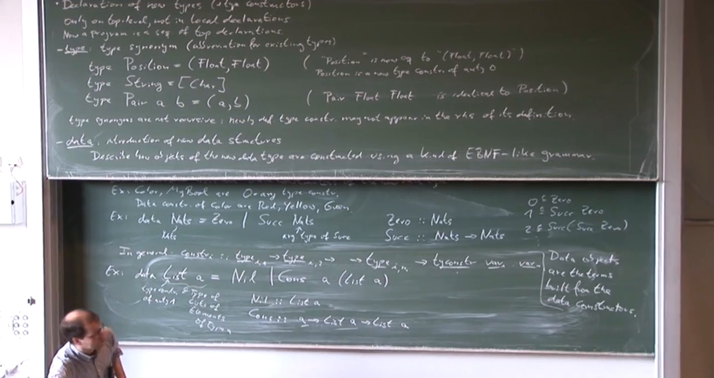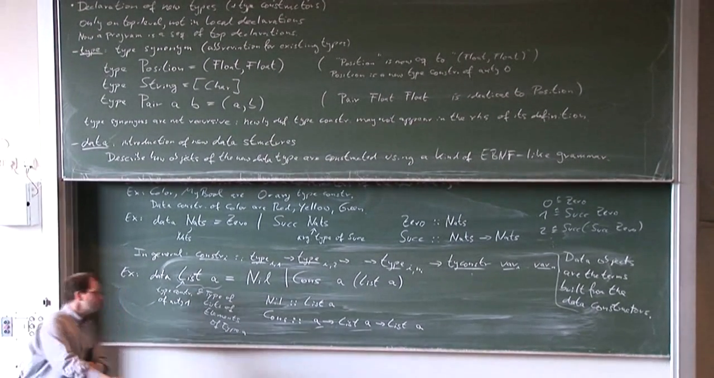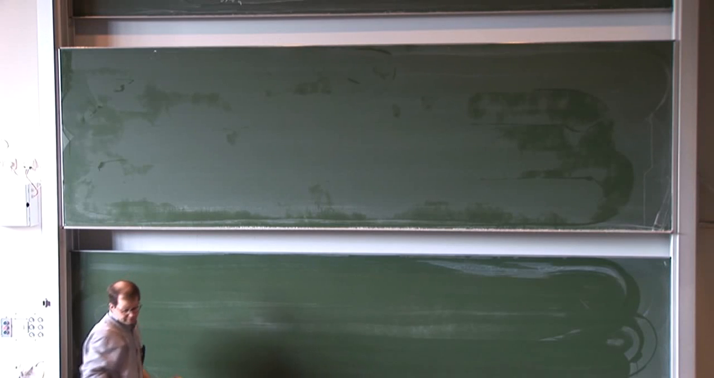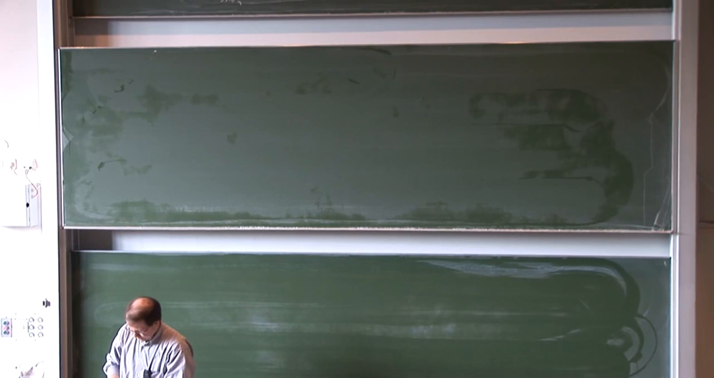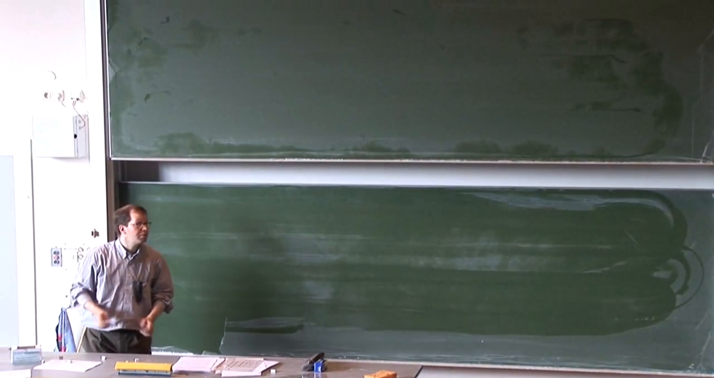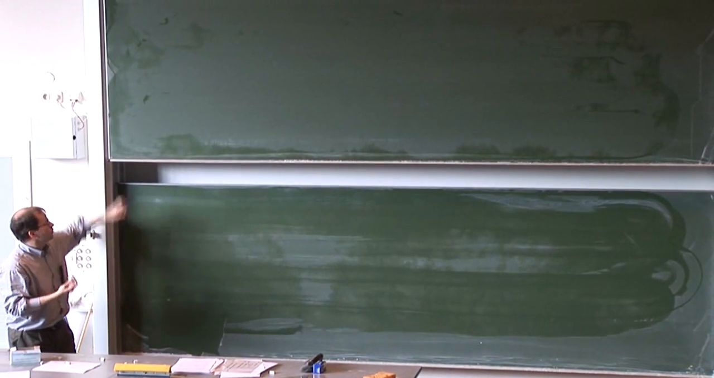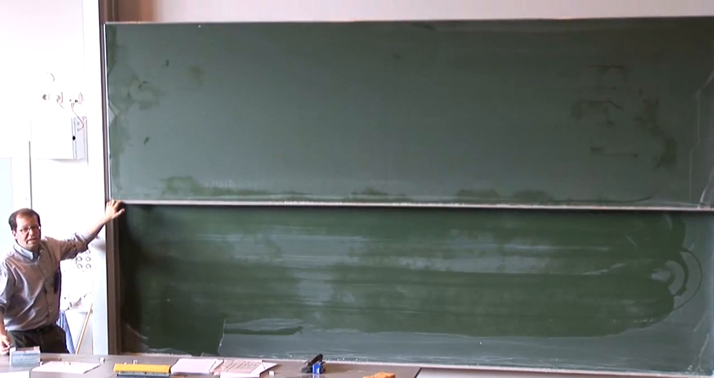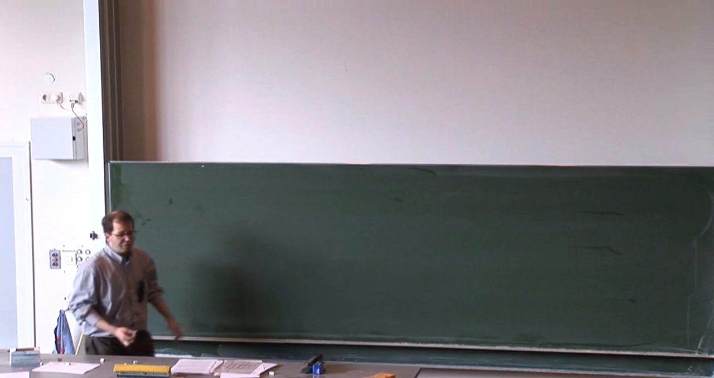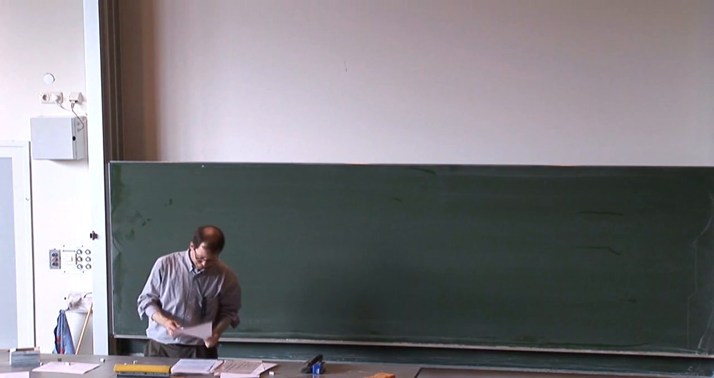Okay, so this is how to introduce new data types into Haskell. Okay, now the last concept that I want to discuss when speaking about types in Haskell are so-called type classes. And type classes is a concept that you need in order to have ad hoc polymorphism in Haskell.